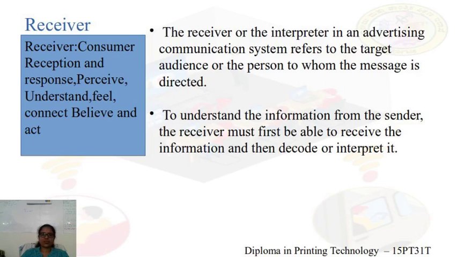The receiver should be precise. He should be able to understand, feel, connect, believe, act, and trust the source that he has received the message through a media. The receiver in an advertising communication system refers to the target audience, or the person to whom the message is directed.